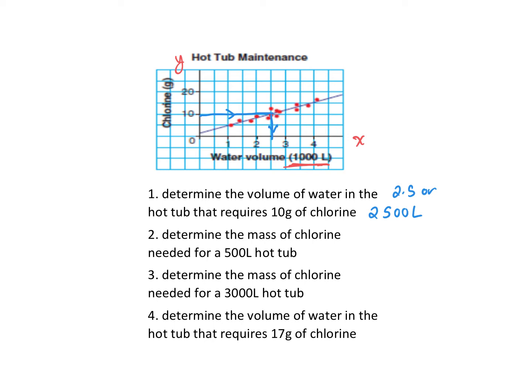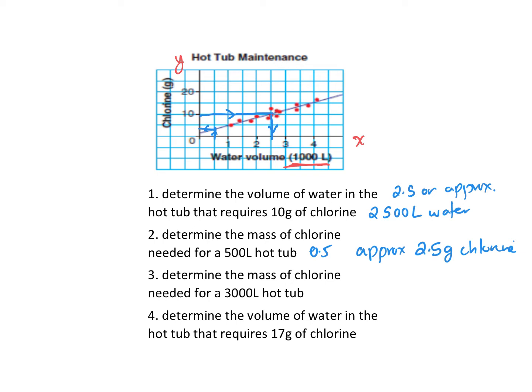We can go the other way, determine the mass of chlorine needed for 500. So 500 is approximately here, which would be 0.5. I'm going to go over here, indicate the direction I'm going. So looks like it's between 5 and 0, so I'll put approximately 2.5 grams of chlorine. And this was water. Okay, so we are using the graph to determine that.